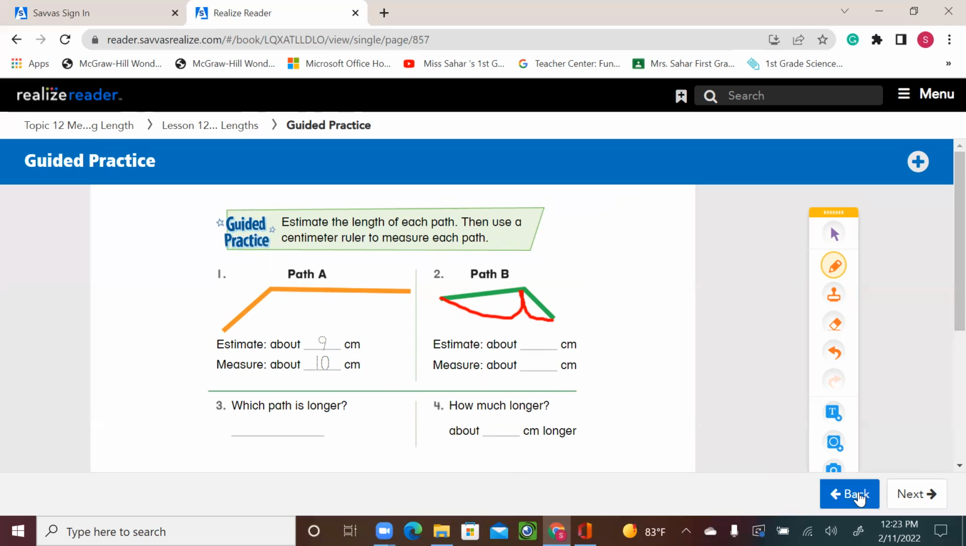All right, the same for the first activity you have in your book, page 537. They want you to estimate each. So what you do, you measure each part of the path and then put it together. First you estimate and then you measure it.